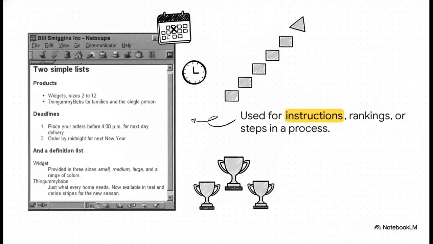And you see these everywhere. The numbered steps for how to submit an assignment online, rankings for a top 10 list, or, just like this example, a series of important deadlines. Each number tells you not just what to do, but when you need to do it.